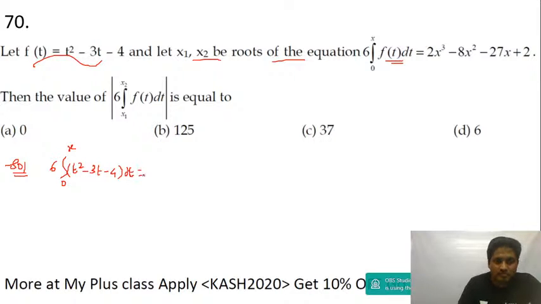That's already given, and then this is f of t. And that is equal to 2x cube minus 8x square minus 27x plus 2.